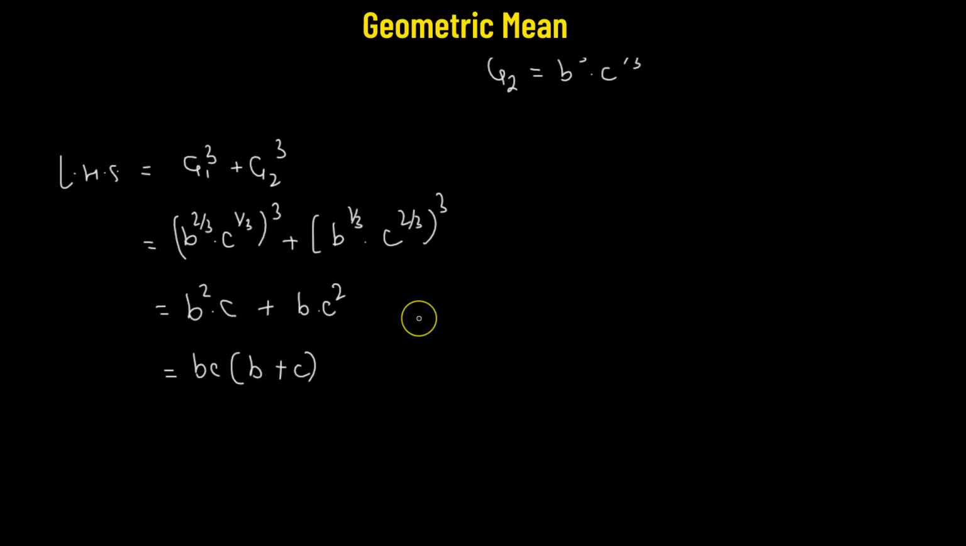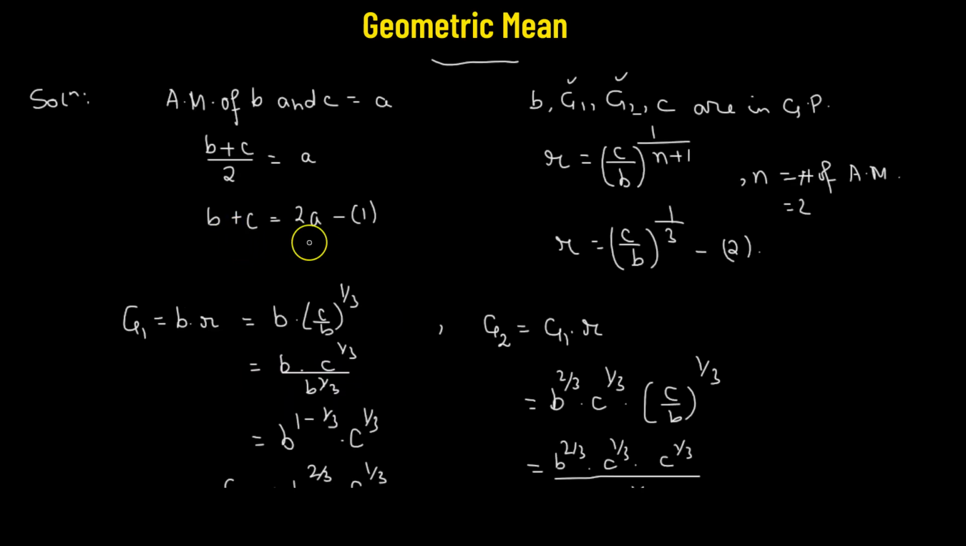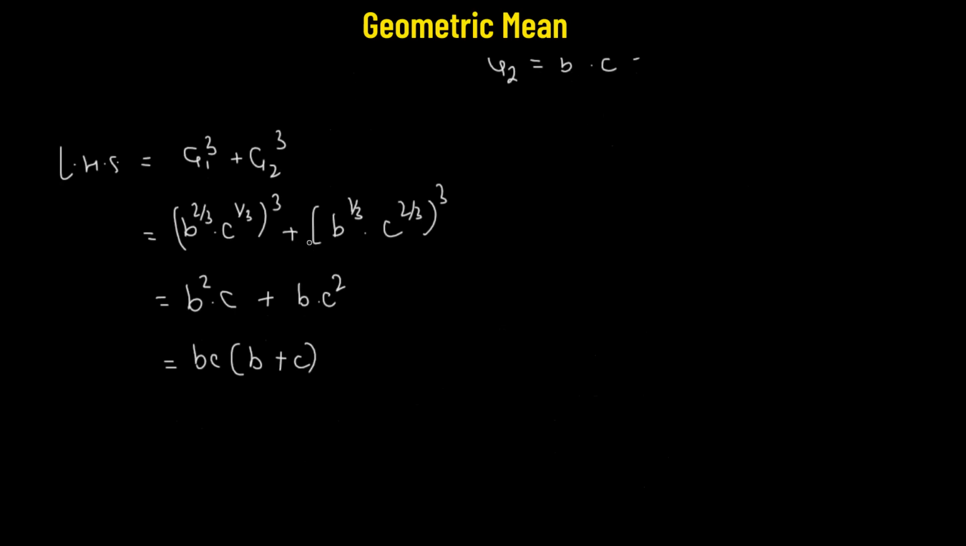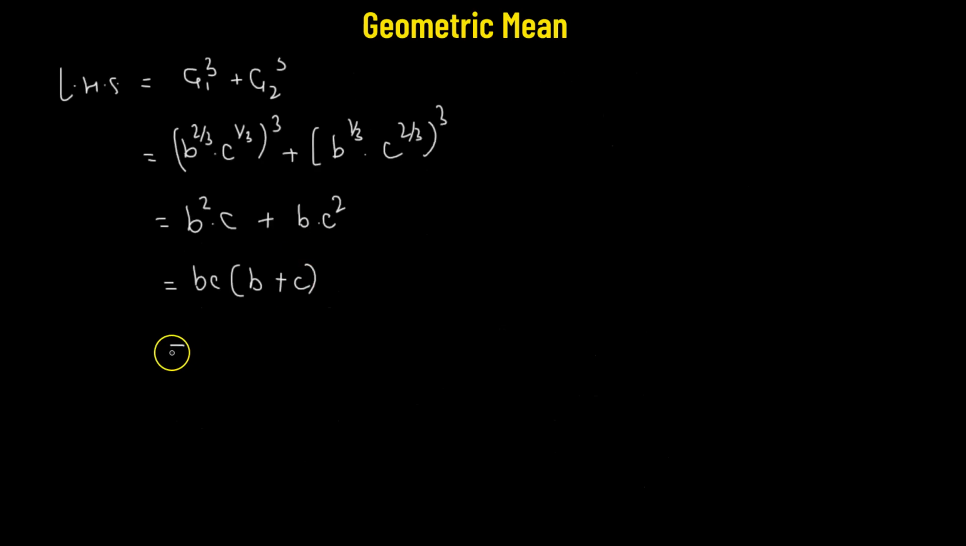We have already defined in equation number 1 that the value of b plus c is 2a. So we can replace b plus c with 2a. We finally get 2a times b times c, and this is the expression on the right hand side. Hence we have successfully shown that g1 cube plus g2 cube equals 2 times a, b, c.